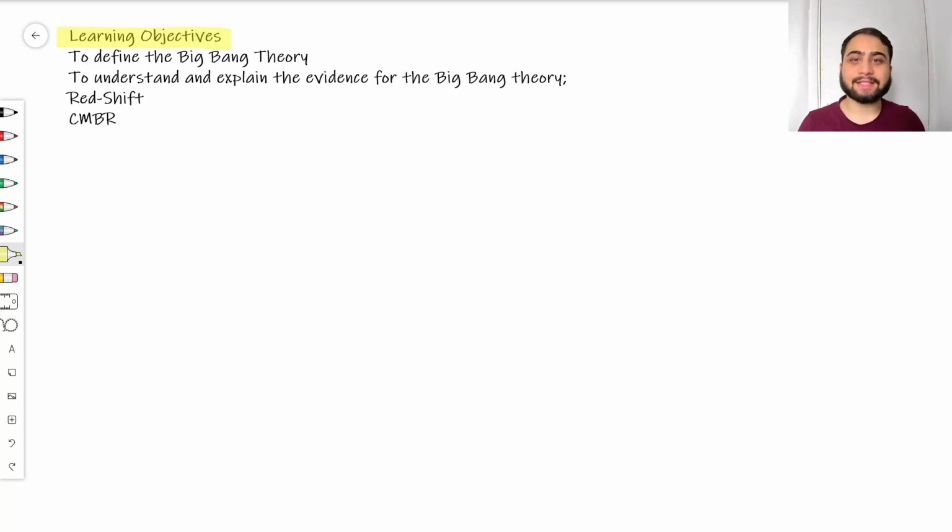My name is Minim and today we're going to be looking at the Big Bang Theory, which really talks about the start of the universe. So some of our learning objectives include to define the Big Bang Theory, to understand and explain evidence for the Big Bang Theory, and that includes the redshift effect and CMBR, which is commonly known as cosmic microwave background radiation. So if we're ready, let's get right into it.